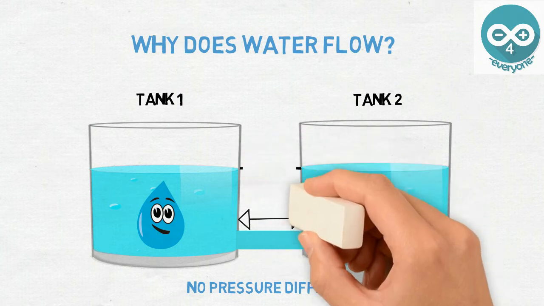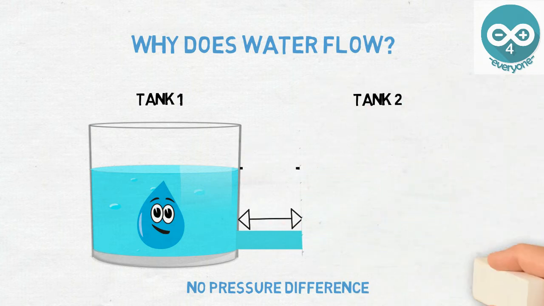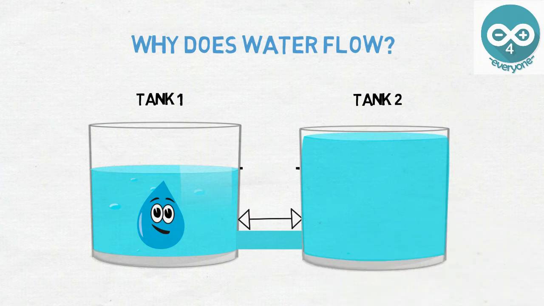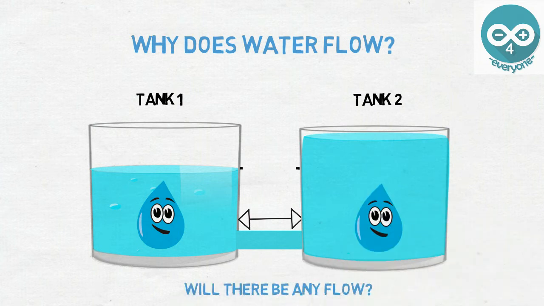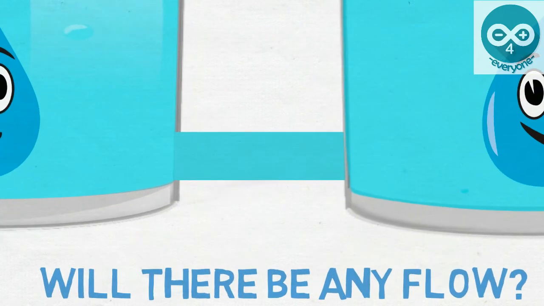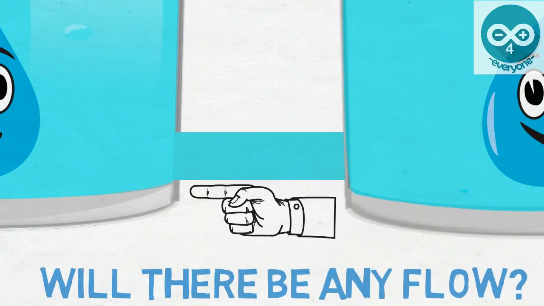So now if I change the level of water in tank 2, will there be any water flow? Yes, because of different levels of water, there is a pressure difference. So the water molecules will start flowing from the higher pressure side to the lower pressure side.